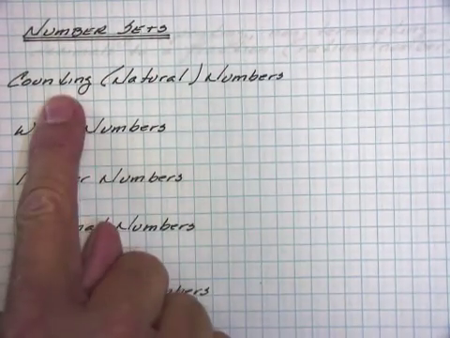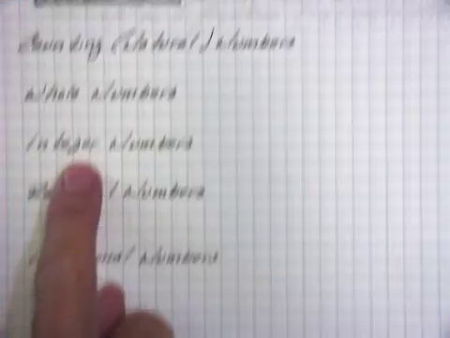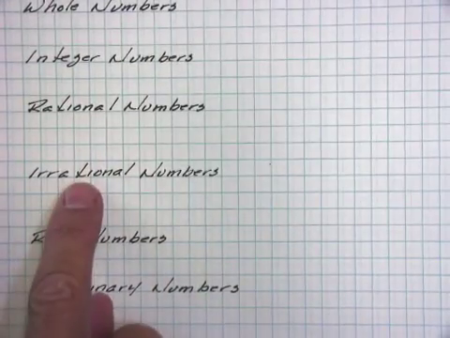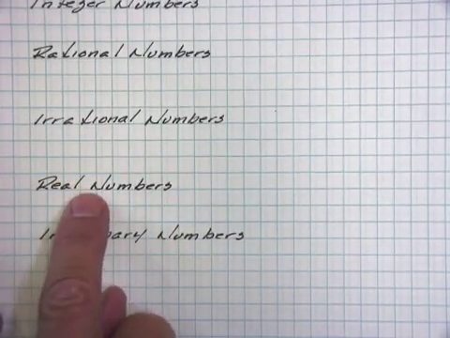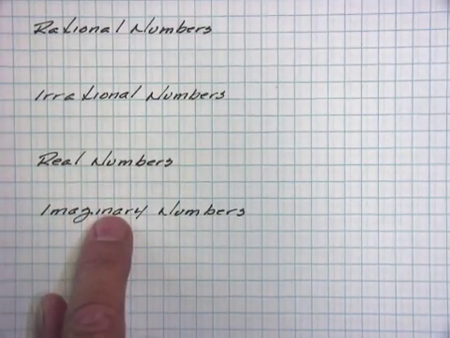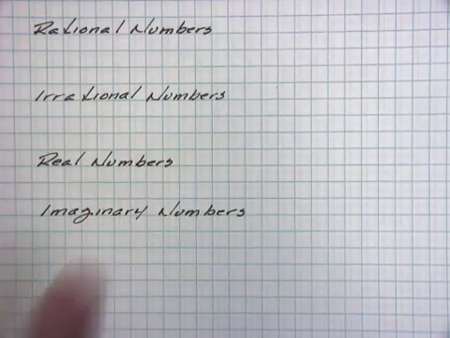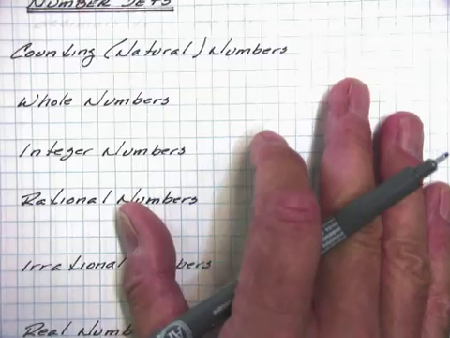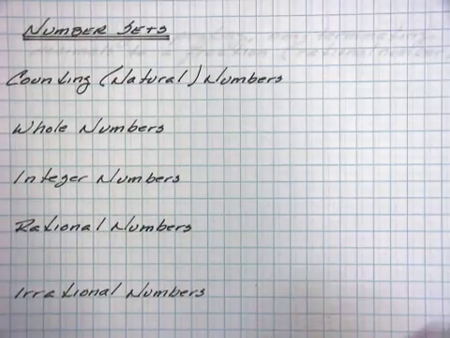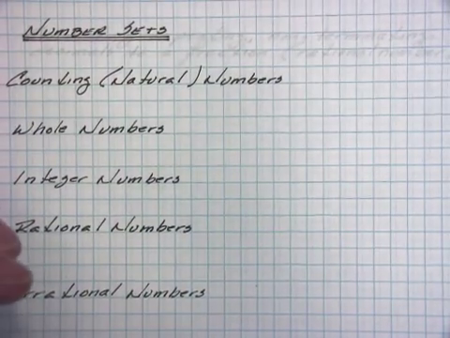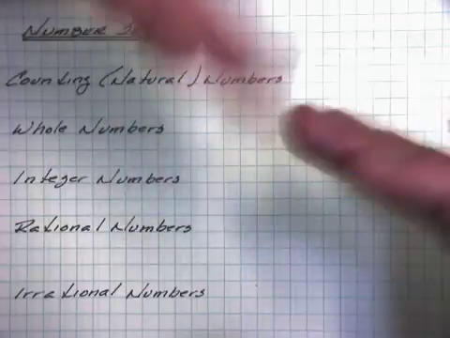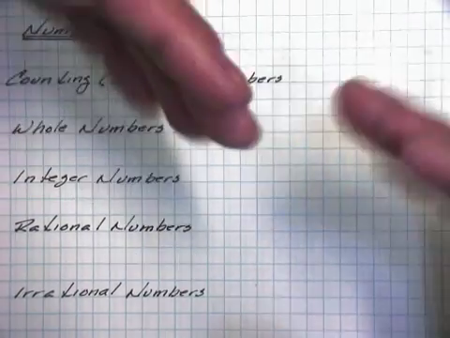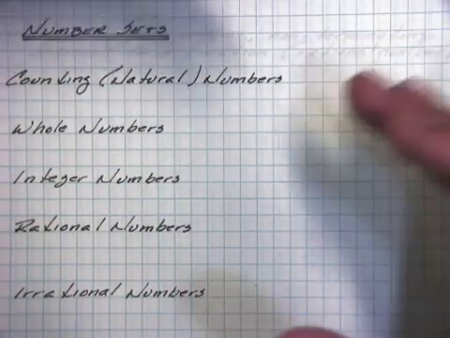So we've got counting numbers, whole numbers, integers, rational numbers, irrational numbers, real numbers, and then my favorite are the imaginary numbers. So let's go back up to the top and let's talk about what are counting numbers. Counting numbers are just what they imply. If you have a bunch of things out and you go to count them, well, those are the numbers you use to count things.